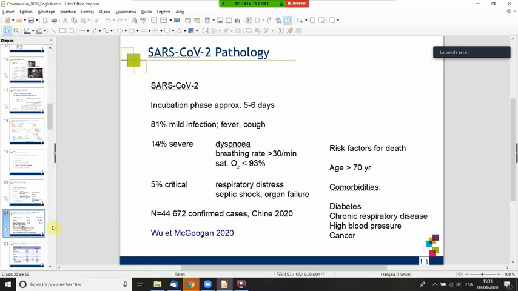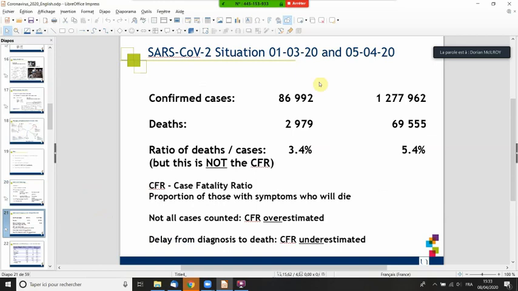Now, if we look a little bit at the epidemiology here, on this slide we've got the numbers that I took at the beginning of March and the numbers from just a couple of days ago. This is the number of confirmed cases, this is the number of deaths, and here we've got the ratio of deaths to cases. So on the 1st of March we had almost 90,000 cases, about 3,000 deaths, about a 3% ratio of deaths to cases. And most of these were from Hubei in China. And now we've got about 1.3 million cases, and about 70,000 deaths, and the ratio is about 5%.